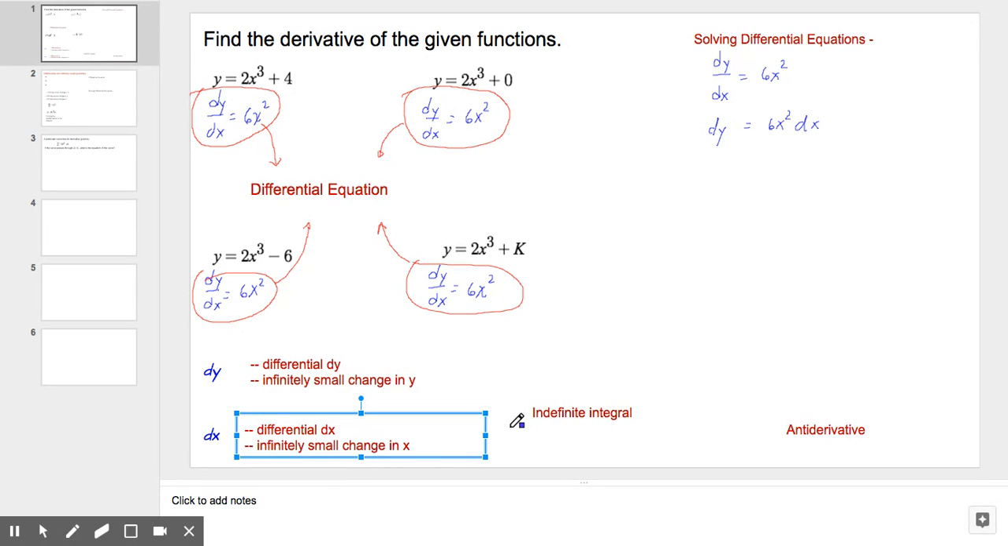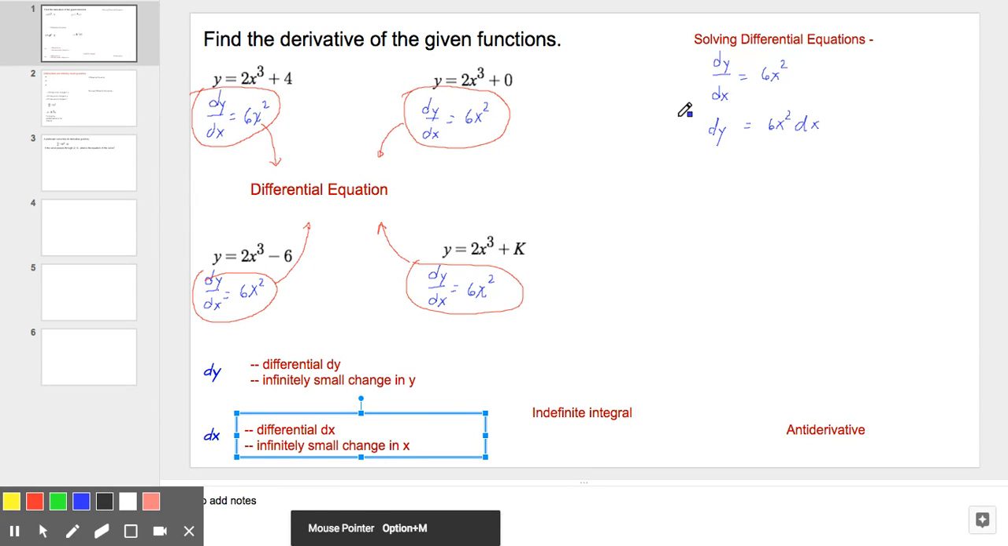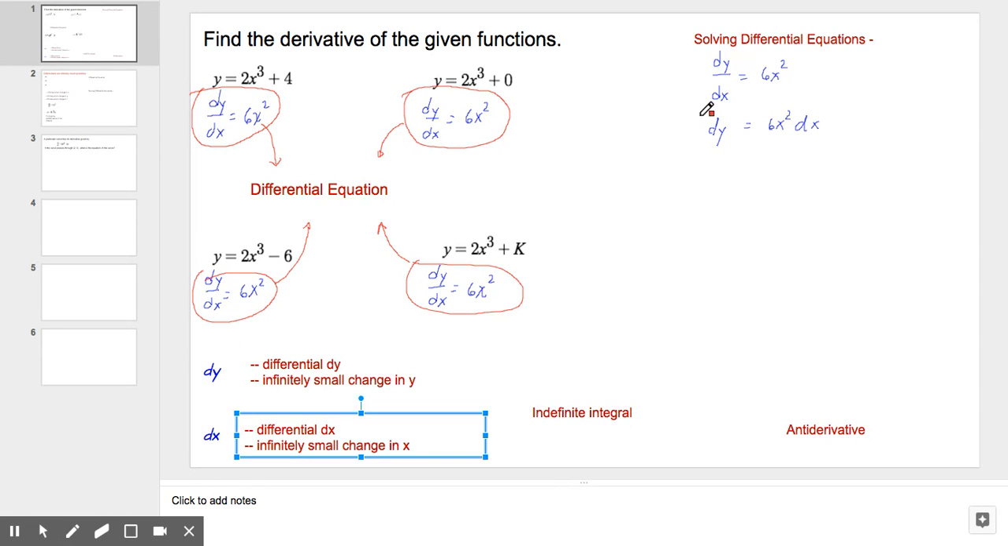So that process of finding the function whose derivative is 6x squared is called antidifferentiation. We are going to find the antiderivative of dy. The antiderivative of dy is also called the indefinite integral. Okay, so in symbols, this is the symbol for antiderivative, a long S.